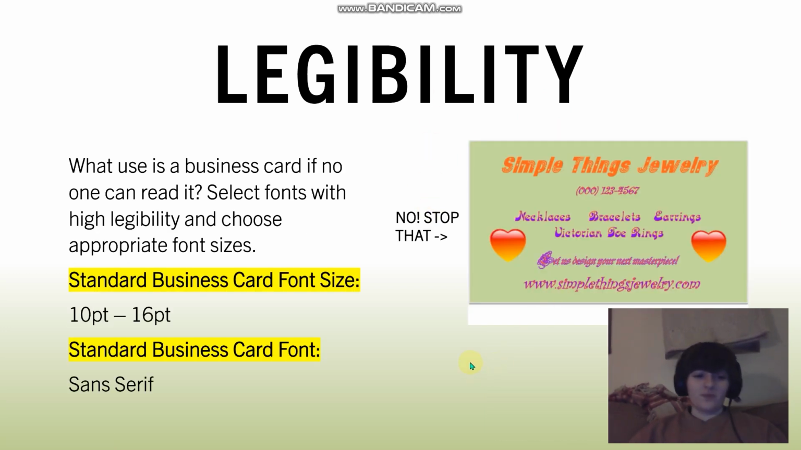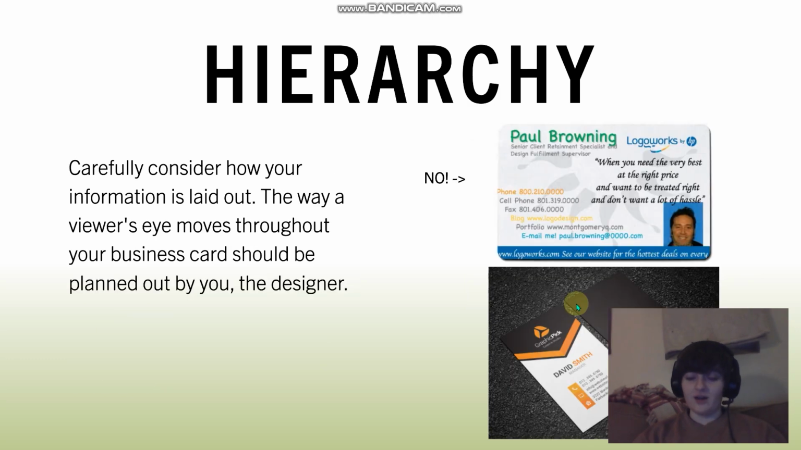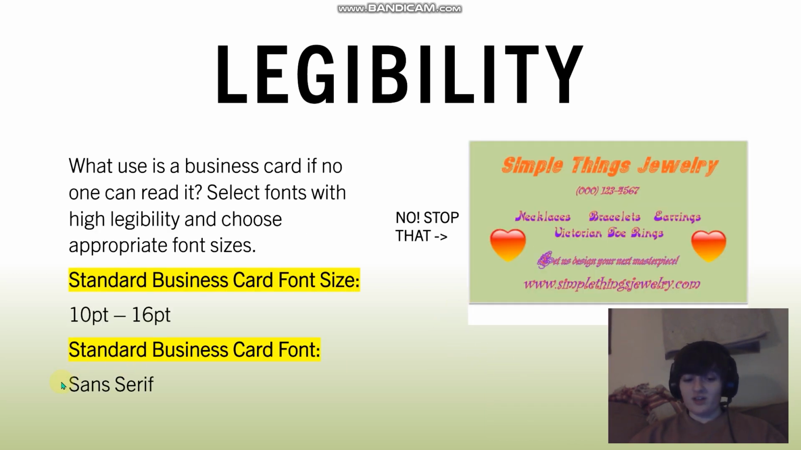Legibility. So two things: 10-point to 16-point font and sans serif. For anyone who needs a refresher, serifs are those little hooks on certain fonts. You don't want those, especially in the information. So the logo title that you designed could have a serif font or some kind of decorative font. That's fine. Your name, that's fine too, because it's big enough that it's legible. But any of the other information definitely needs to be sans serif.